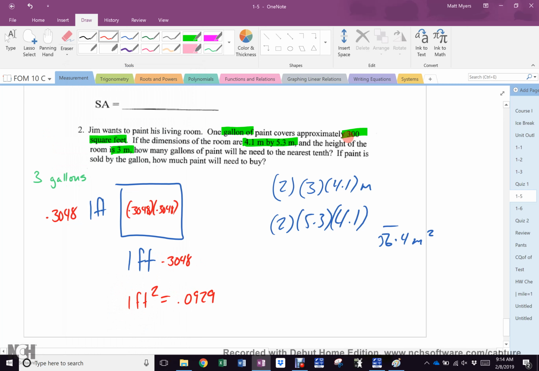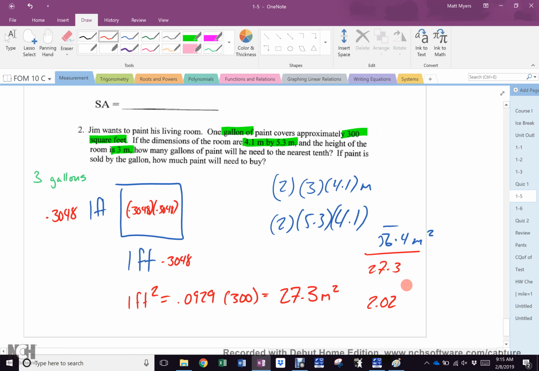Now my 1 gallon of paint will cover 300 of those. So what do I do with this and 300? Multiply. And I get something like 27.3 meters squared. That's how much my 1 can of paint will cover. I need to cover 56 meters. So what do I do with these two numbers? Minus? Divide. And that will get you something like 2.02, and then you have to buy a 3rd gallon.